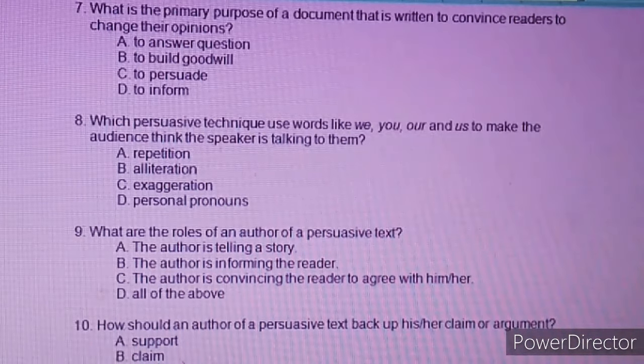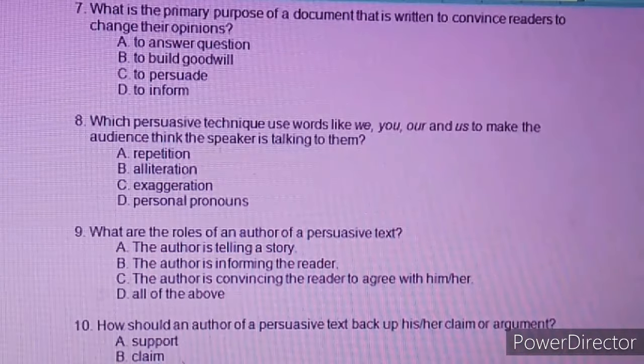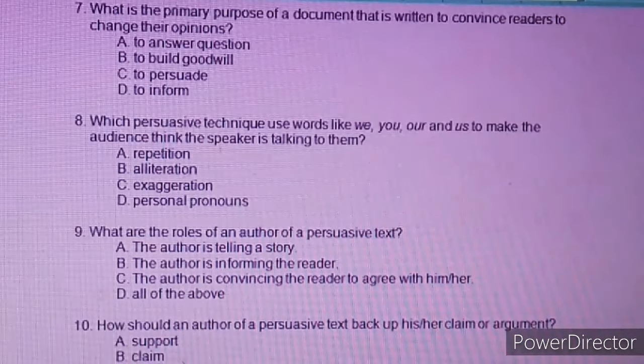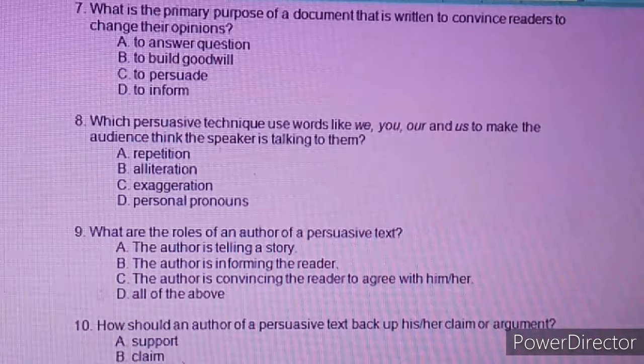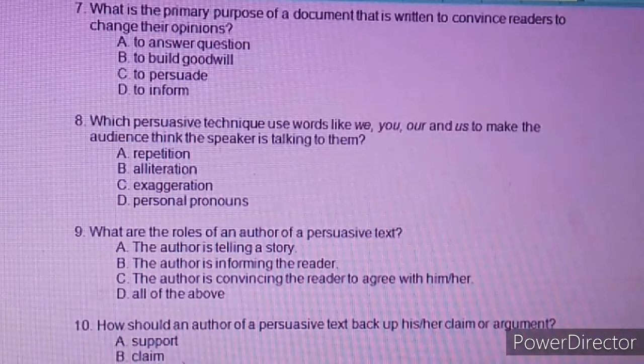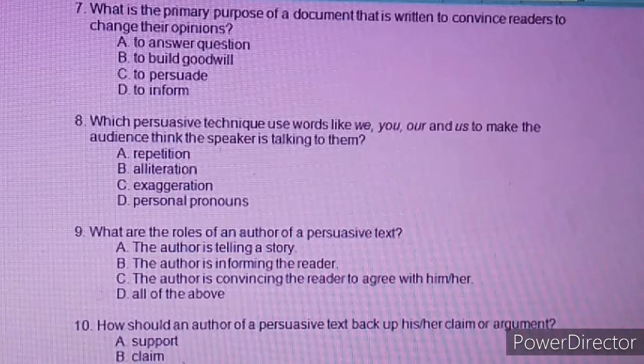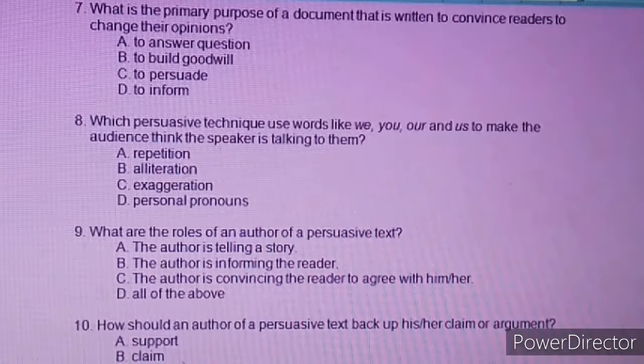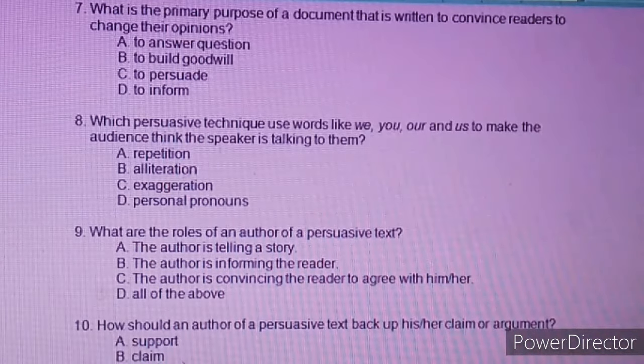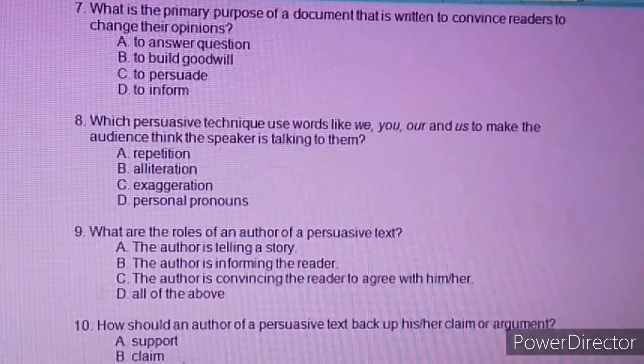Which persuasive technique use words like we, you, our, and us to make the audience think the speaker is talking to them? A. Repetition. B. Alliteration. C. Exaggeration. Or D. Personal pronouns. The correct answer for number 8 is letter D. Personal pronouns.